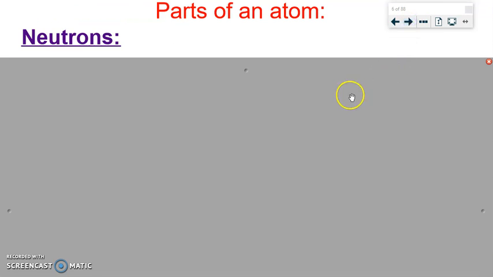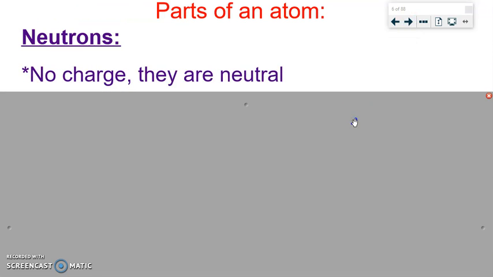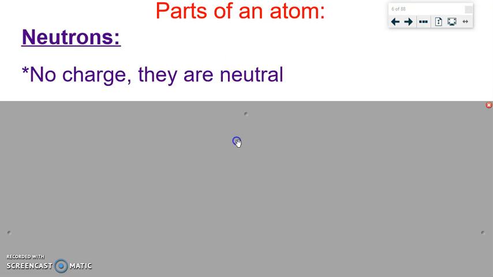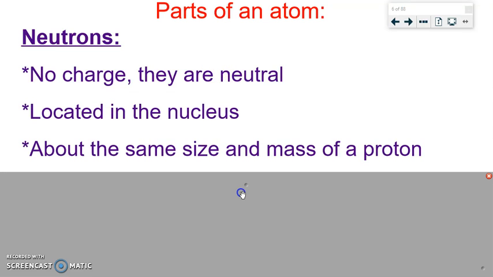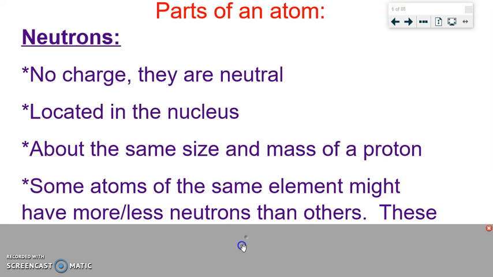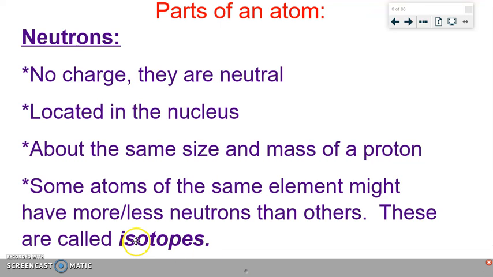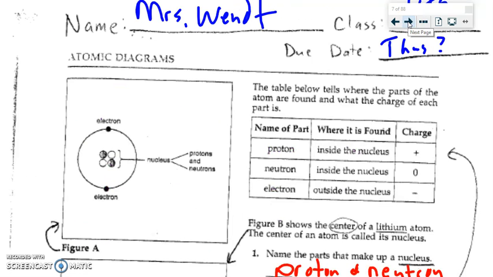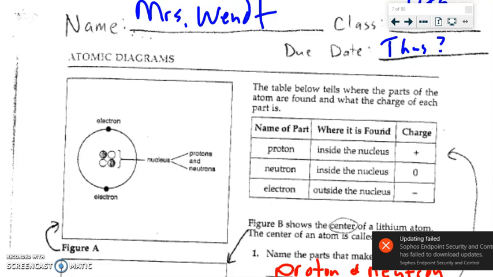Okay, the last piece is neutrons. Neutrons have no charge, so they're neutral. I always like to think of neutral, neutrons, no charge. They all start with the letter N. They're in the nucleus. They're about the same size and mass as a proton. So they're just like a proton, they just don't have a charge. And here's another vocabulary word. Some atoms of the same element might have more or less neutrons than others. These are called isotopes.